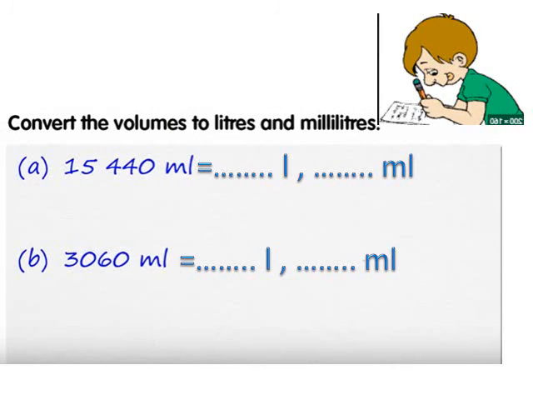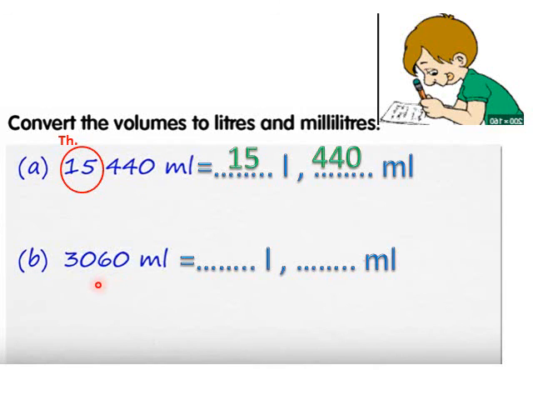Convert the volumes to liters and milliliters. Here I have the volume of liquid in milliliters. I want to change it into liters and milliliters. So my first step, I will find the thousands place. Here I have units, tens, hundreds, and this is the thousands place. So the number in the thousands place is the amount of liters I have. So I have here 15 liters. The rest of the number is the amount of milliliters I have. So I have here 440 milliliters.